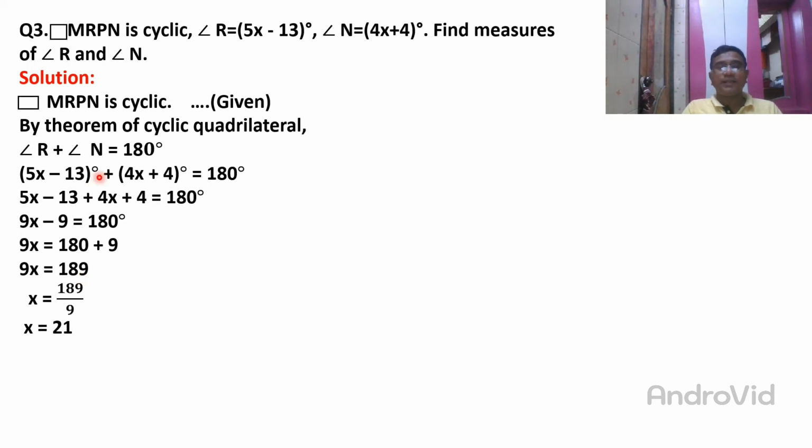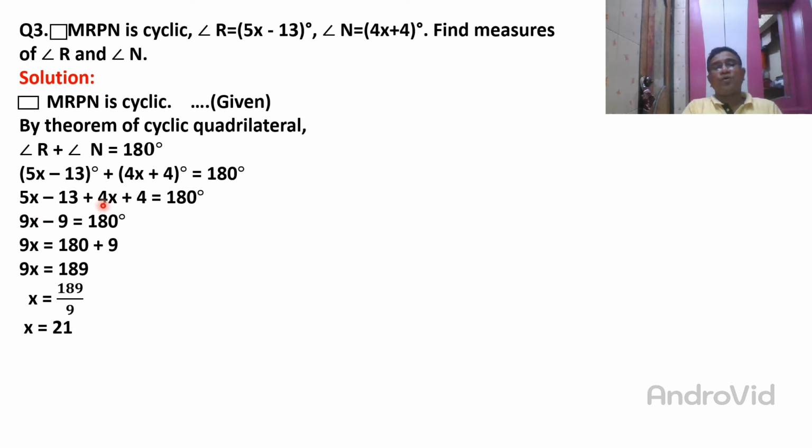See, I explain again. MRPN is the cyclic quadrilateral. In a cyclic quadrilateral, the opposite angles are supplementary to each other. So measure of angle R plus measure of angle N is equal to 180 degrees. The reason is given here: because they are supplementary. Supplementary means the sum is 180 degrees. So 5x minus 13 degrees plus 4x plus 4 degrees is equal to 180 degrees.